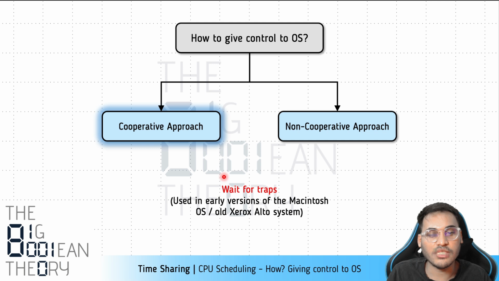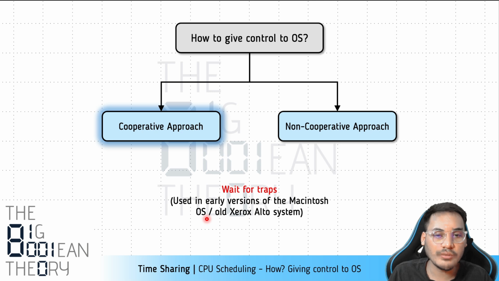So let's see these events. We'll talk about these one by one. These are events which transfer control to the operating system on their own, because some kind of routine has to be executed by the operating system to service these events. So this approach, where we are trusting the process to cooperate, expects that the process will give up control of the CPU on its own when one of the traps happens. This approach was used in early systems, that is Macintosh OS and the old Xerox Alto system. These are examples of systems where this approach was followed.